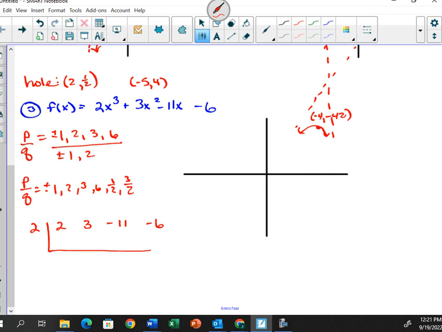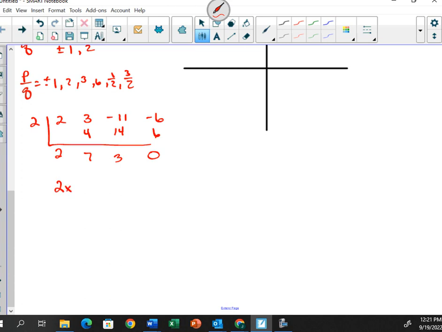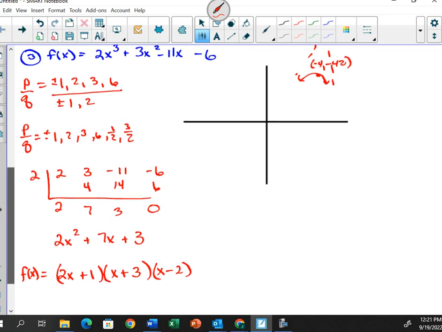Okay, so you're checking with your P over Q list. You go through the synthetic division. What am I looking for? Like, how do I know, oh, that works? Remainder of 0. Okay, so 2, 4, 7, 14, 3, 6, 0. Yay. Okay. I'm left with this 2x squared plus 7x plus 3. What does that factor into? 2x plus 1 and x plus 3. And then what's the third factor we don't want to forget about? Okay. That is your polynomial now in factored form. Okay? So now you can graph this thing.